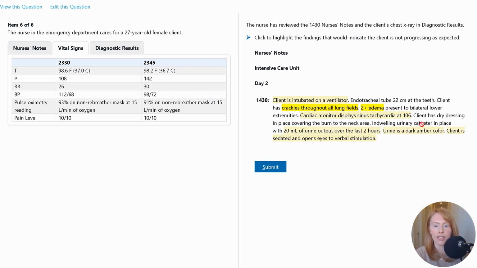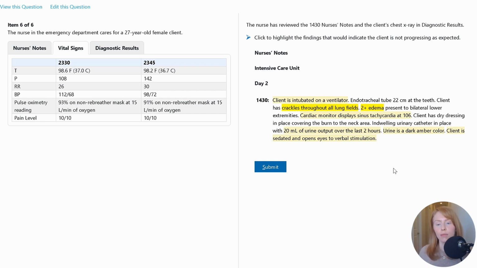Client has dry dressing in place covering the burn to the neck area, indwelling urinary catheter in place with 20 milliliters of urine output over the last 2 hours. You know, because you understand burns, that your urine output is a really sensitive indicator, especially when you might not be able to assess capillary refill or pulses because of burned tissue. Instead, your urine output tells you how much perfusion is getting to the kidneys.